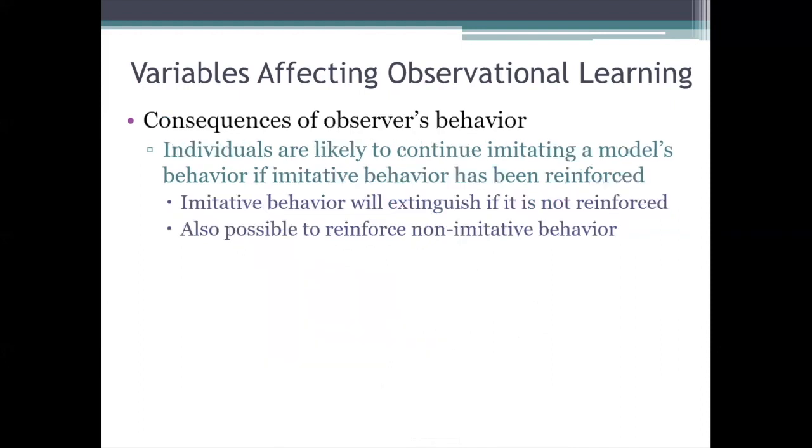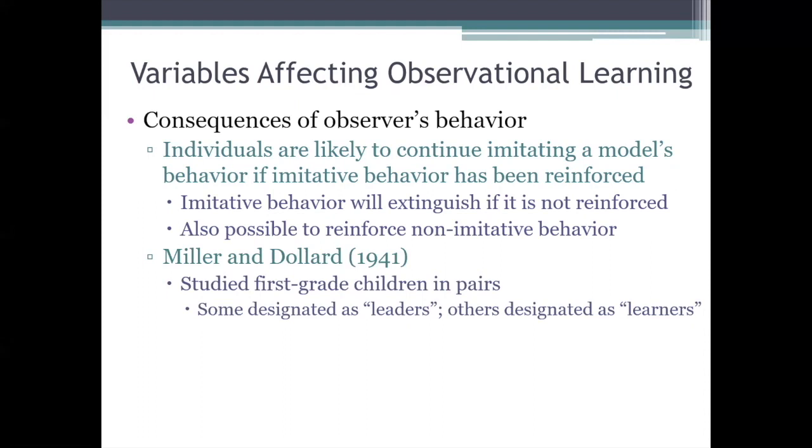But one last thing that I want to mention here is that we also need to consider the consequences of the observer's own behavior. So, the model's consequences probably matter because we assume that our behavior will produce the same consequences as the model's did. But if we actually put that assumption to the test and imitate the behavior that we saw, then it obviously matters whether that imitated behavior gets followed by a reinforcer or a punisher or no consequence at all. So this kind of goes back to what I said in a previous video lecture about generalized imitation, right? If imitating someone else's behavior gets reinforced, then that imitation will tend to continue. But if it doesn't, then it won't.